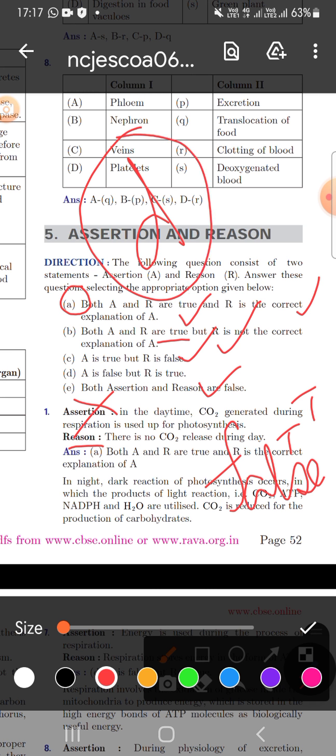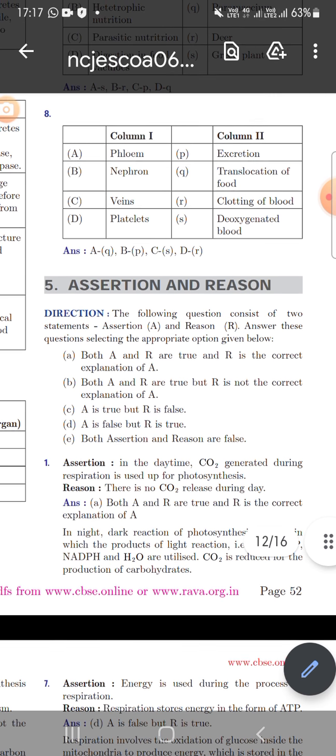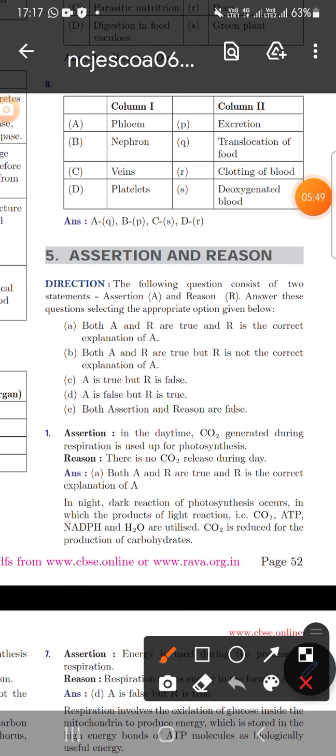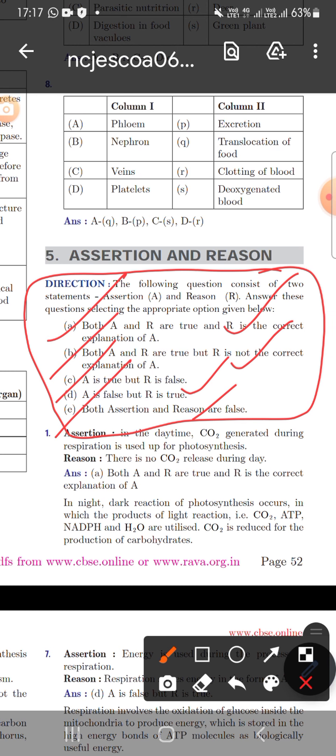And one tip I want to give you all children here: the directions which are given in the question paper need to be read carefully. All the time option A, B, C and D will not be the same. So always in the question paper, when such assertion and reasoning questions are there, the teachers or the board will give you the directions. Read the directions, underline what is A, what is B, what is C, what is D, what is E also. Sometimes E can also be there.